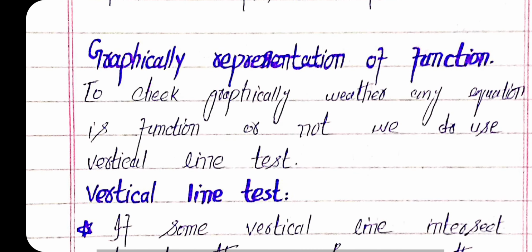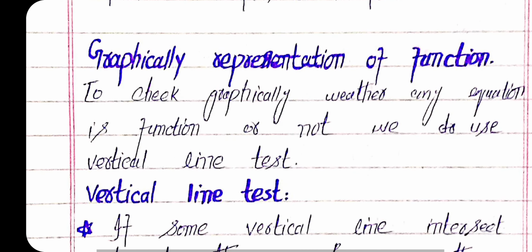If a vertical line intersects the graph at 2 points, then this graph is not a function. Here y is equal to x cube is a function because the vertical line intersects the graph at only 1 point. Next we consider another example, the equation of the ellipse, and here we have a graph of the ellipse. If we find a vertical line which intersects the graph at 2 points, it means this equation is not a function.